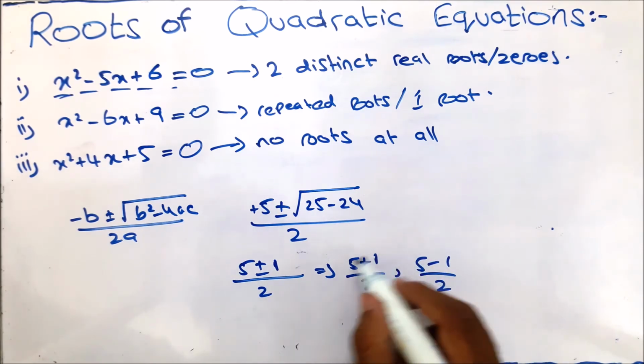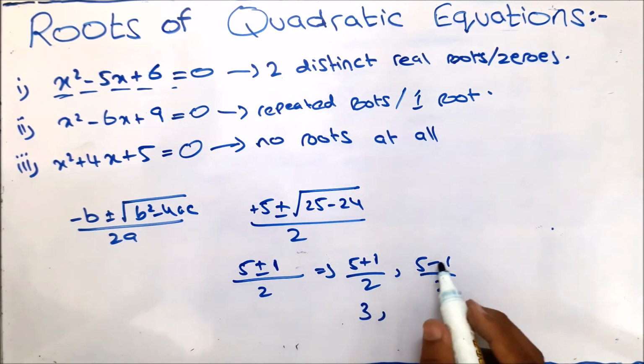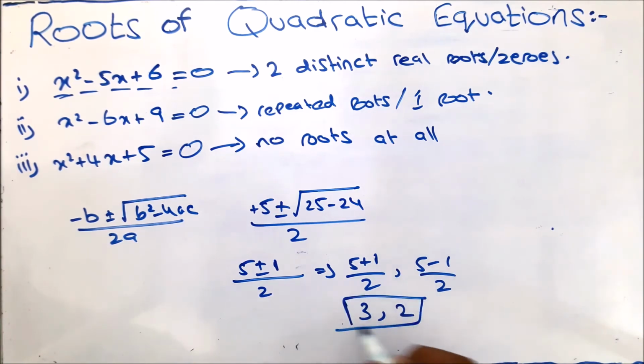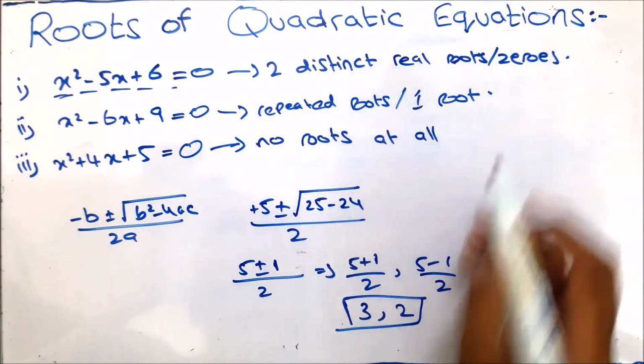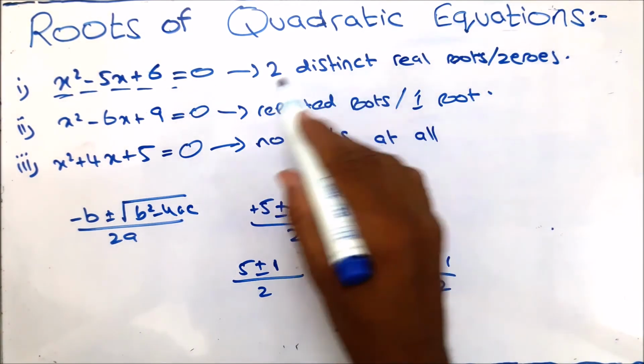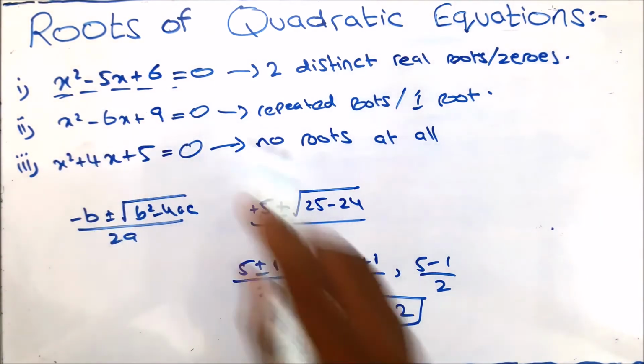5 plus 1 is 6, 6 divided by 2, we get 3, and 5 minus 1 is 4, 4 divided by 2, we get 2 as our answer. It has two real roots, two distinct real roots. These both are different, and these are the two roots of this equation.